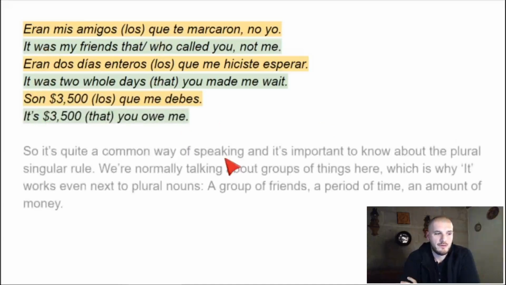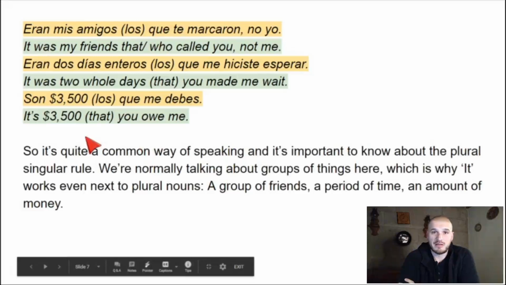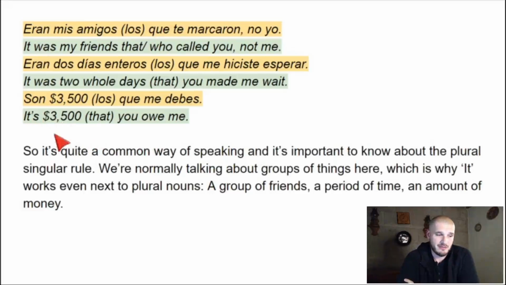Okay? And it's easier in English, right? Because in English you don't have to worry about conjugating the verb for a particular thing. It's quite common for people to speak like this in English, so it's important to know the difference there between Spanish and English. In English you don't have to worry about the plural, okay?